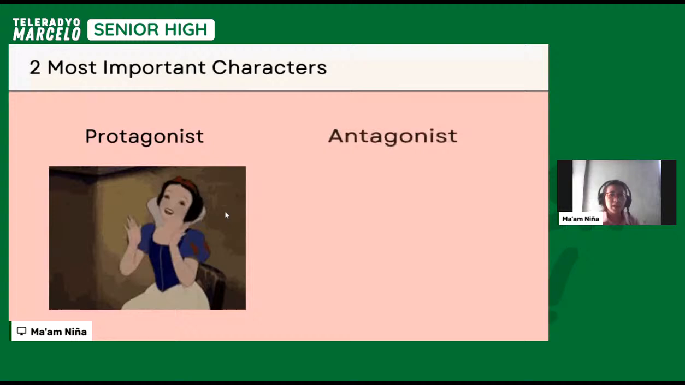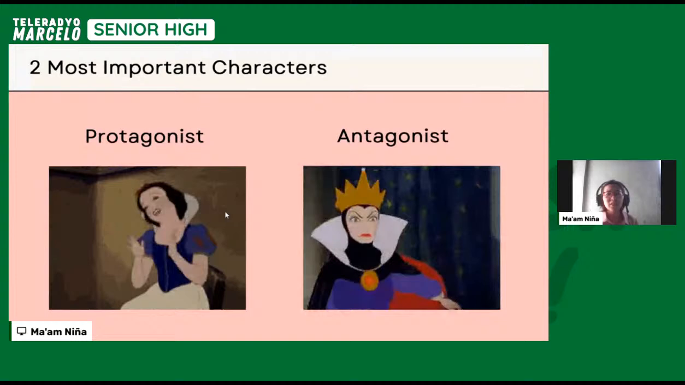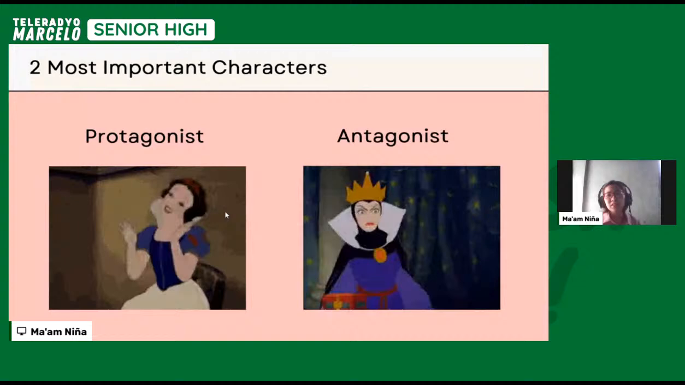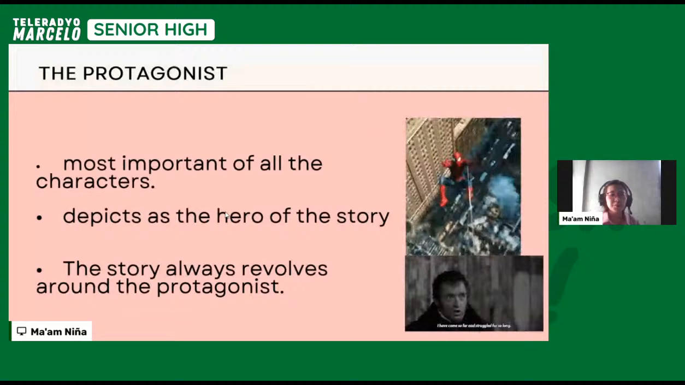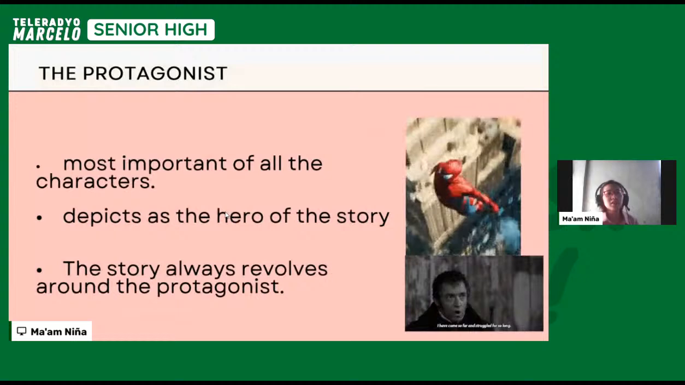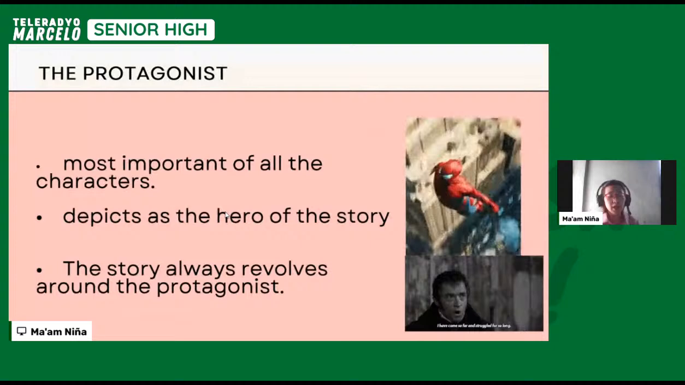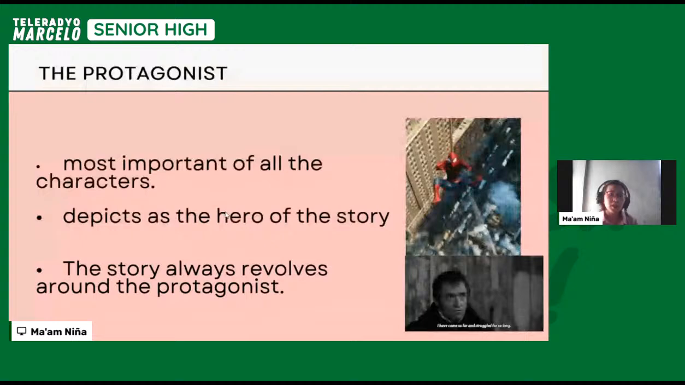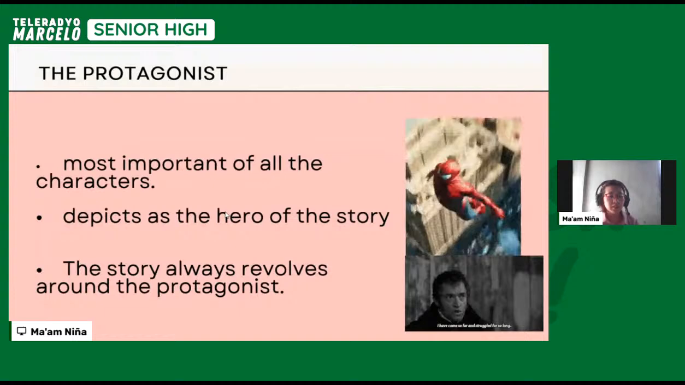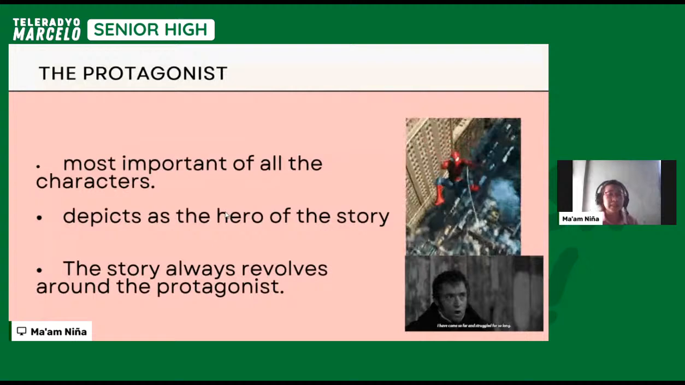I guess from the images that you see in this presentation, you can already have an idea of what a protagonist and an antagonist are. But of course, I have here some descriptions to help us determine more what characters they are. The protagonist is considered to be the most important of all the characters. It is the character who learns something or undergoes some changes throughout the course of the story. Sometimes in some stories, the protagonist can be depicted as the hero whenever there is a heroic act done by this character. But in any case, the story always revolves around the protagonist.